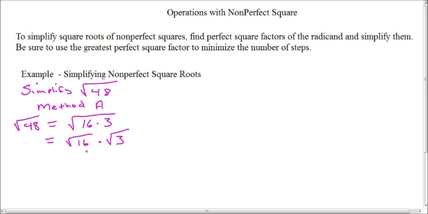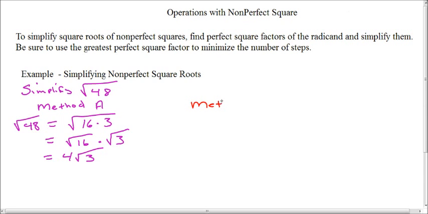Now, I have 16 times 3. If you notice, 16 on our little chart is a perfect square. So we can solve it. That's going to give us 4 times the square root of 3. Okay, that is simplified. Now, again, what are we looking at? 1, 2, 3 steps.